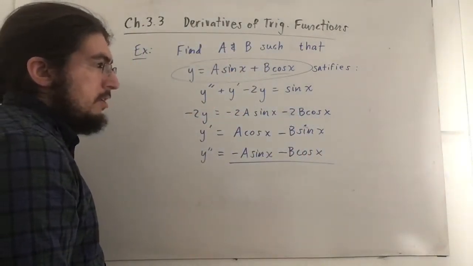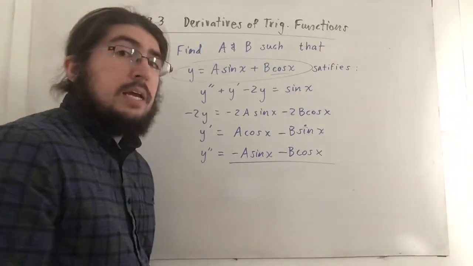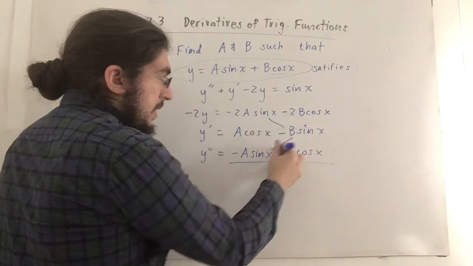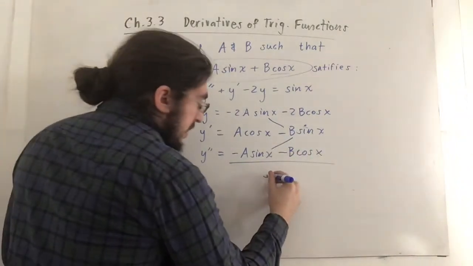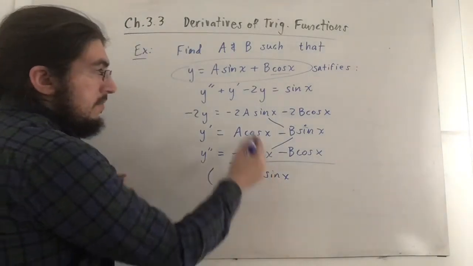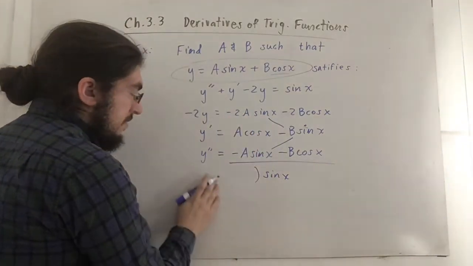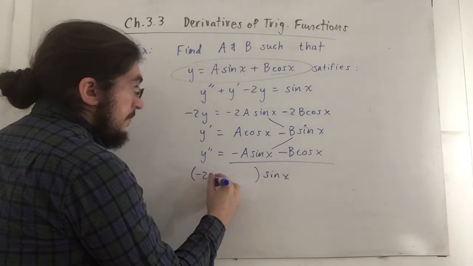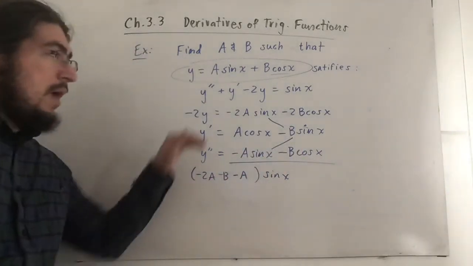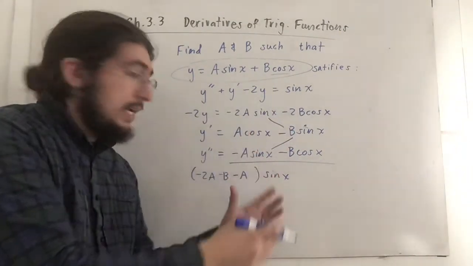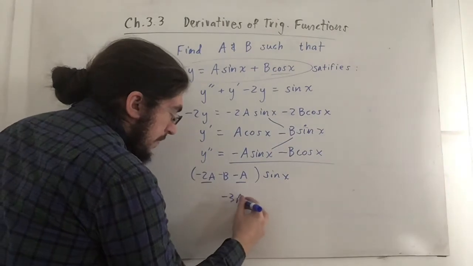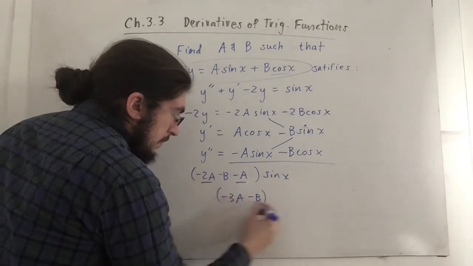There are some like terms, some of them aren't like terms. Here's what I'm going to do though. I'm going to group all of the sines together. So that's a sine and that's a sine. All times sine of x, we're going to have negative 2a, minus b, minus a. If you add these terms together and pull out sine of x, you'll have this on the inside. Notice these two combine to negative 3a and then minus b, times sine of x.